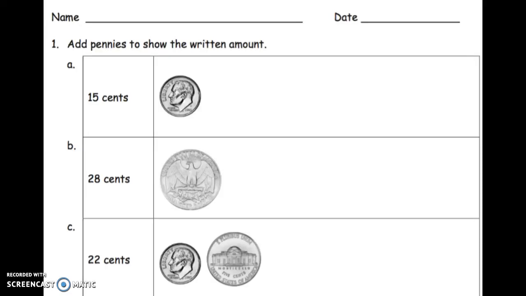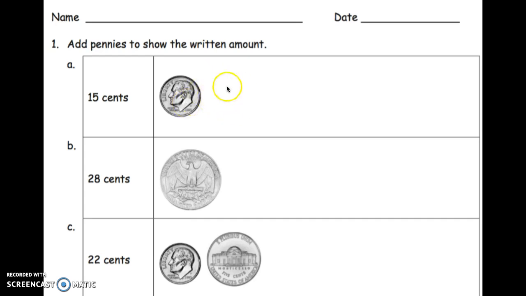For this math activity, you're going to use your knowledge of coins to add to show the written amount. So for number 1, you're going to add pennies to show the written amount. A is 15 cents. So think about this coin. This is a dime, so a dime is worth 10 cents.